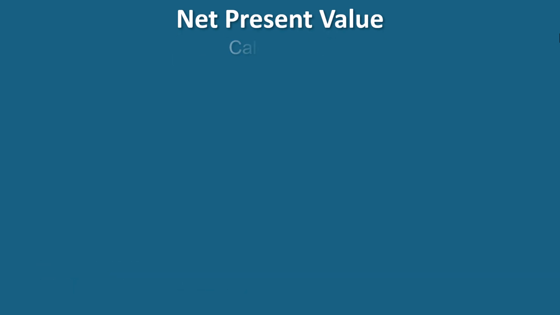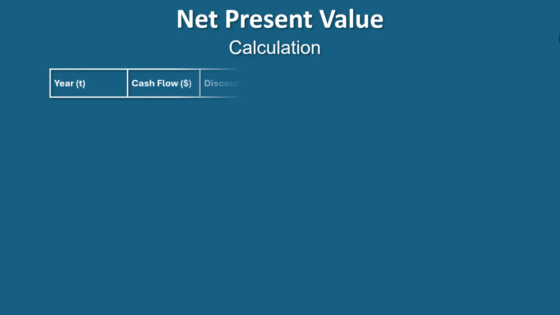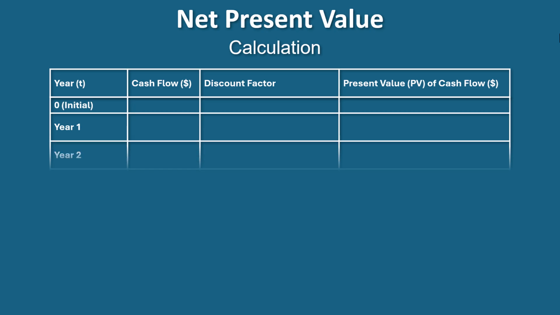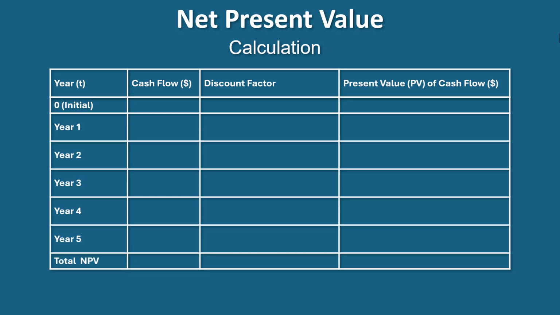Let's calculate this step by step using a table. The table will have columns for year, cash flow, discount factor, and present value of future cash flow. We have the following data. The project will continue for 5 years and end after the 5th year. Initial investment, $1,000, outflow at year 0. Net cash inflow for each year from year 1 to year 5, $250 per year. Additional cash inflow at the end of year 5, $100 from selling the machine. Discount rate, 10%, which is 0.10.